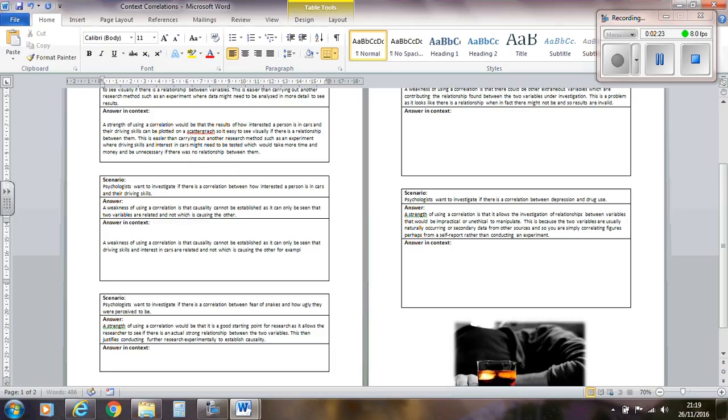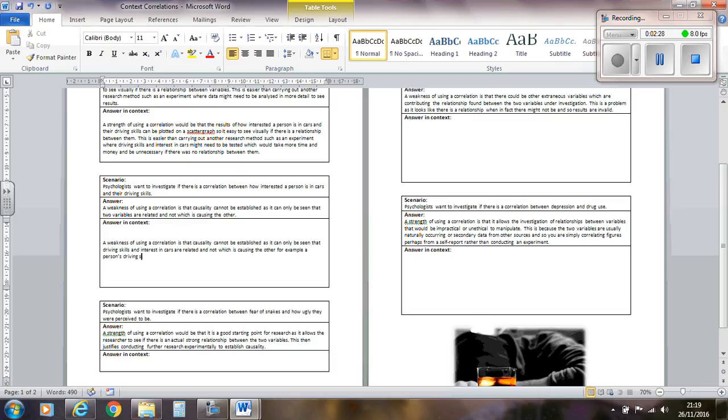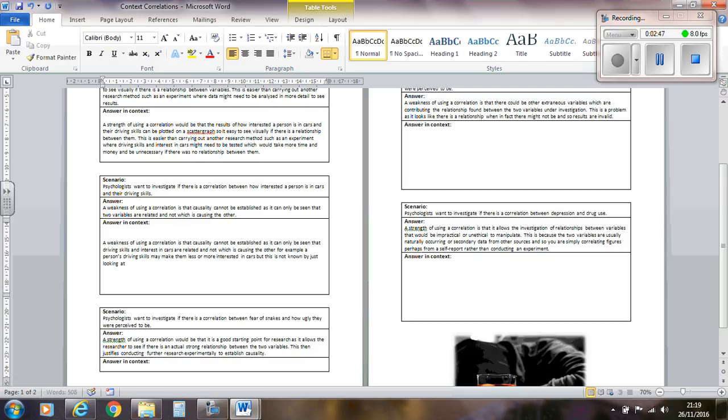For example, a person's driving skills may make them less or more interested in cars, or the other way around, but this is not known by just looking at a relationship. That's not amazing, but it'll do.